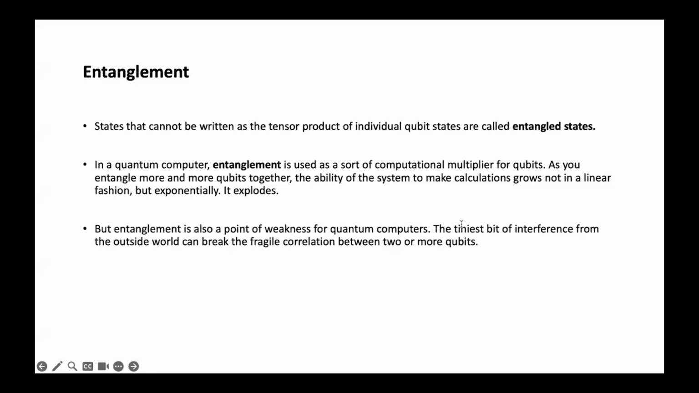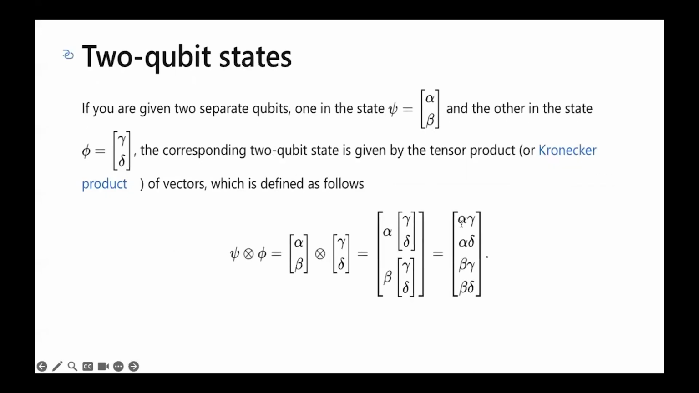And as I say here, entanglement also can be a weak point because the smallest kind of interference from the outside world can break the fragile correlation between two or more qubits. So let's see some. I just want you to see with a simple calculation here. We have a 2-qubit state.